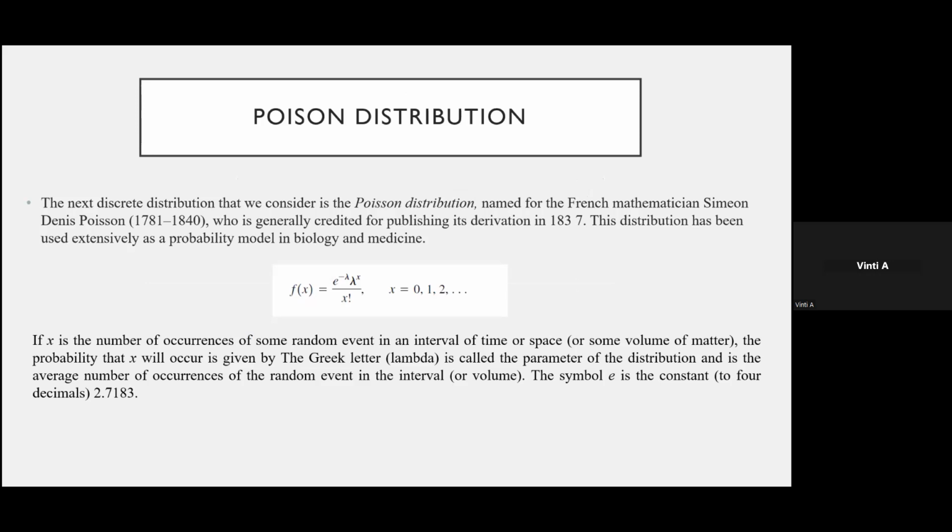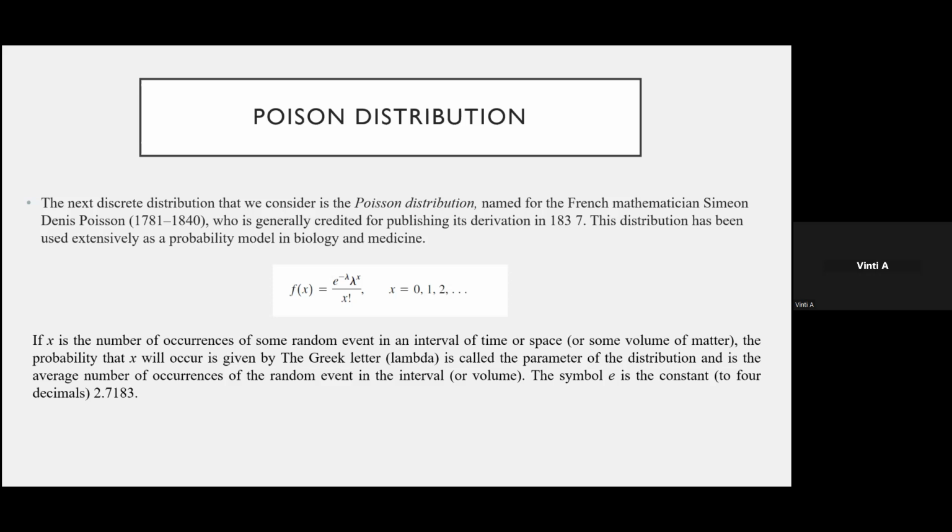Now where would you use Poisson distribution? If X is the number of occurrences of some random event in an interval of time or space or some volume of matter, the probability that X will occur is given by the formula, where the Greek letter lambda is called the parameter of the distribution, and is the average number of occurrences of the random event in the interval or volume.